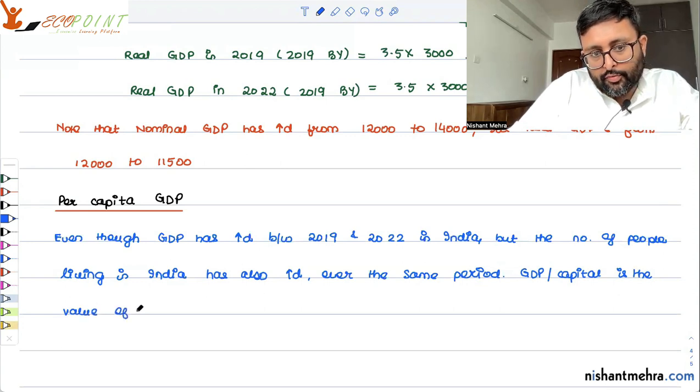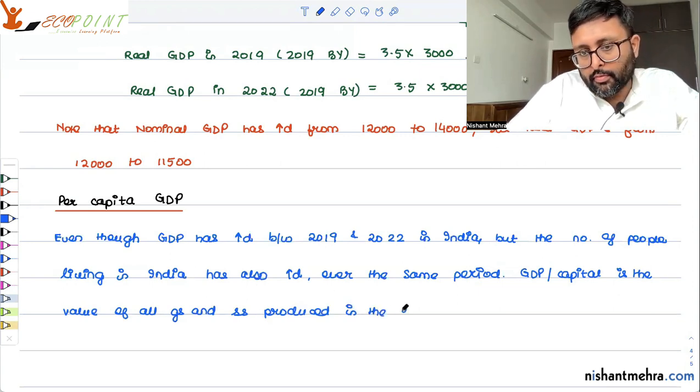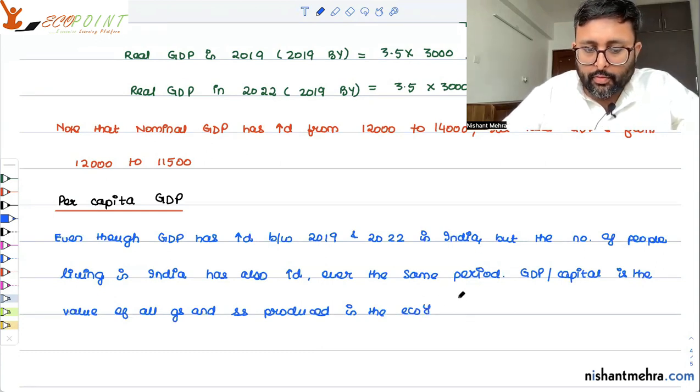GDP per capita is the value of all goods and services produced in the economy per person.